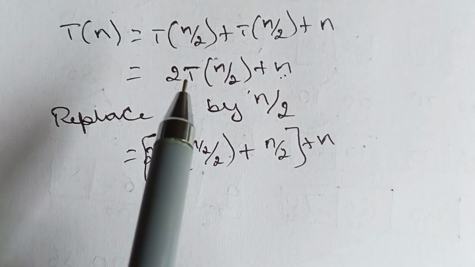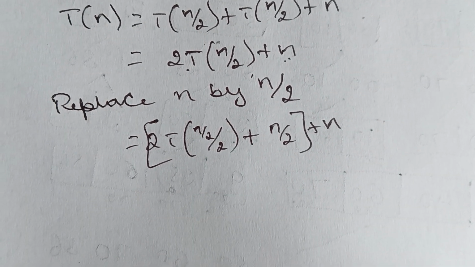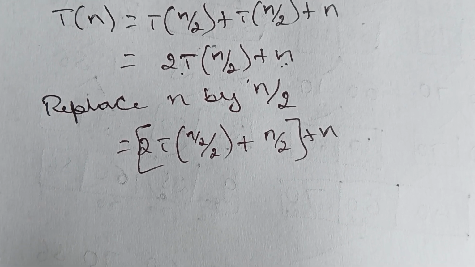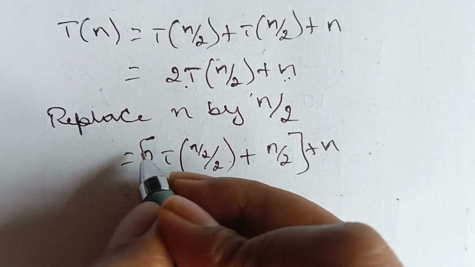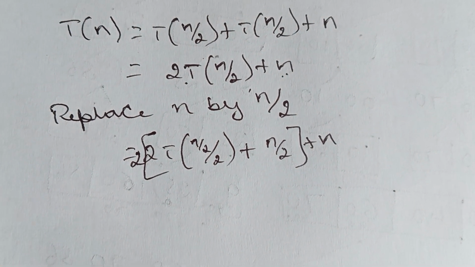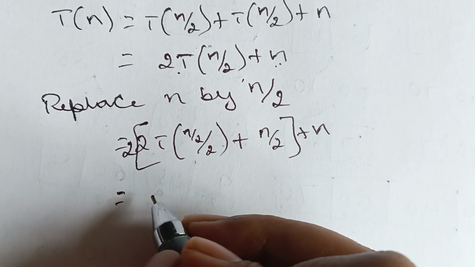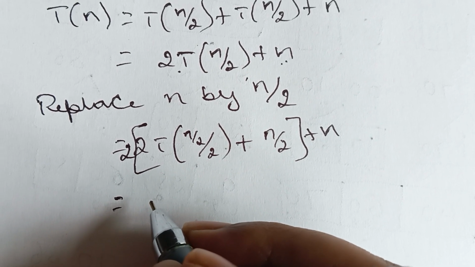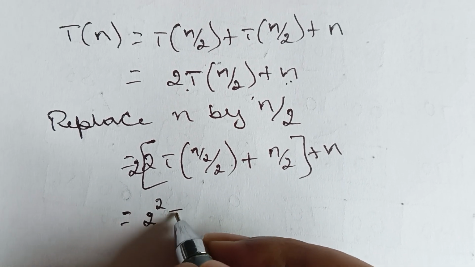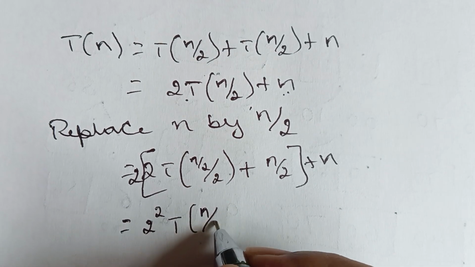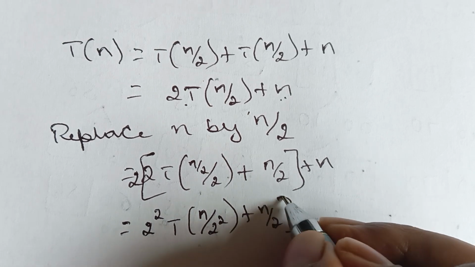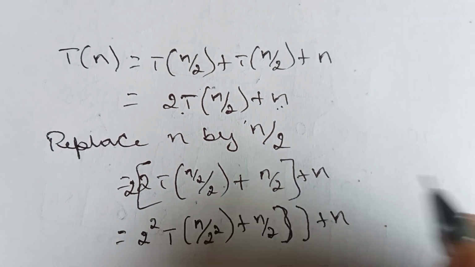Okay, if you have any doubt, you can see the previous videos on mathematical analysis of recursive algorithms, then you'll come to know. Yes, so this one again, 2 is also a constant. I'll keep this 2 outside. Next, this one again I can write as 2 square T of n divided by 2 square, 2 times 2 is 4, 2 square, again I can write plus n by 2, plus this n.